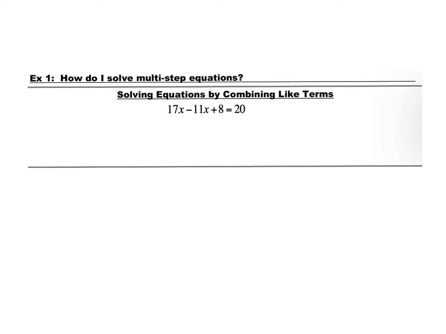So how do I solve multi-step equations? All right, so the first example, we're going to solve multi-step equations by combining like terms. So I'm going to draw my line, draw my equal sign, and notice how I'm able to combine these. Before you bring anything from side to side or start isolating that variable, you need to combine any like terms that you have.